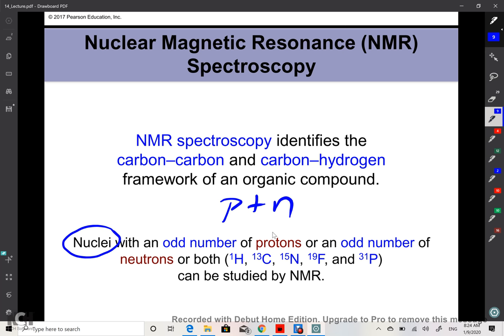Carbon-13, remember carbon-13 is an isotope of carbon. Normally carbon is 12. Okay, if you consider carbon-12, you will have 12 protons and probably 12 neutrons. And so in that case, you cannot use NMR to study carbon-12. But you can use NMR to study carbon-13 because you have 12 protons, but 13 neutrons. Because the number of neutrons is odd, you can study carbon using NMR. The same is true with nitrogen-15 instead of nitrogen-14, fluorine and phosphorus. Okay. You can all be studied using NMR.